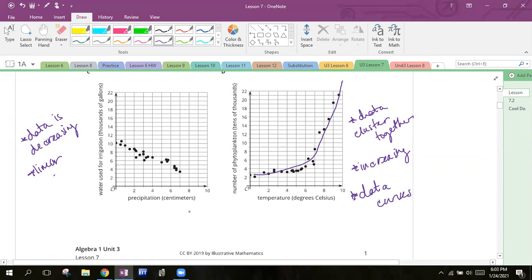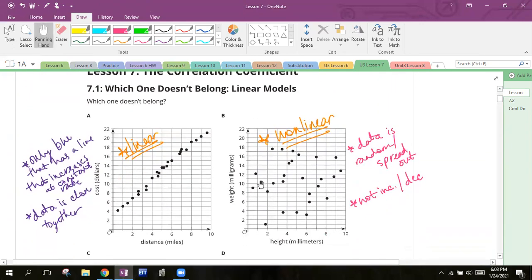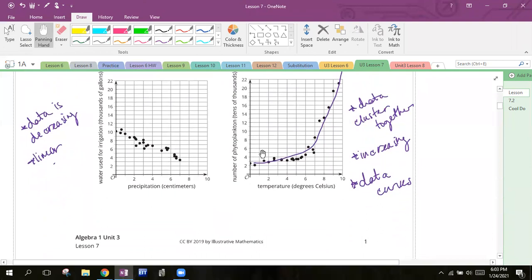All right, so all good things. We're going to continue looking at these scatter plots and talking about what it means when it is more clustered together, when it is more spread out, when it is increasing, when it's decreasing as we move forward in this next section.